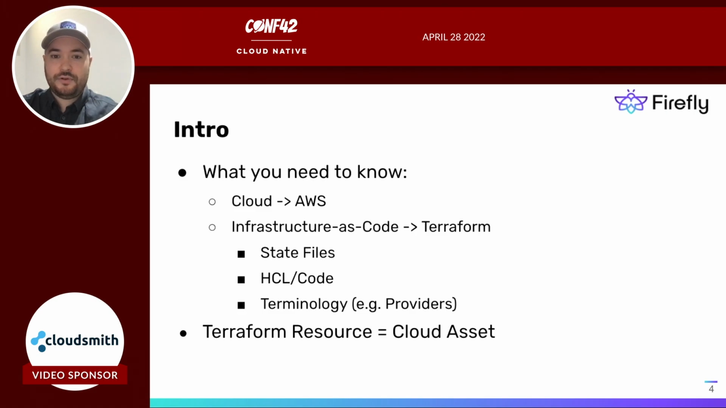Infrastructure as Code, or IAC. This session focuses on examples from HashiCorp Terraform, although relevant to Pulumi, CloudFormation, and other IAC technologies. I recommend understanding state files, HCL, which is HashiCorp configuration language, and some terminology such as providers. When I say cloud asset, I usually mean a Terraform resource when it is a managed one.